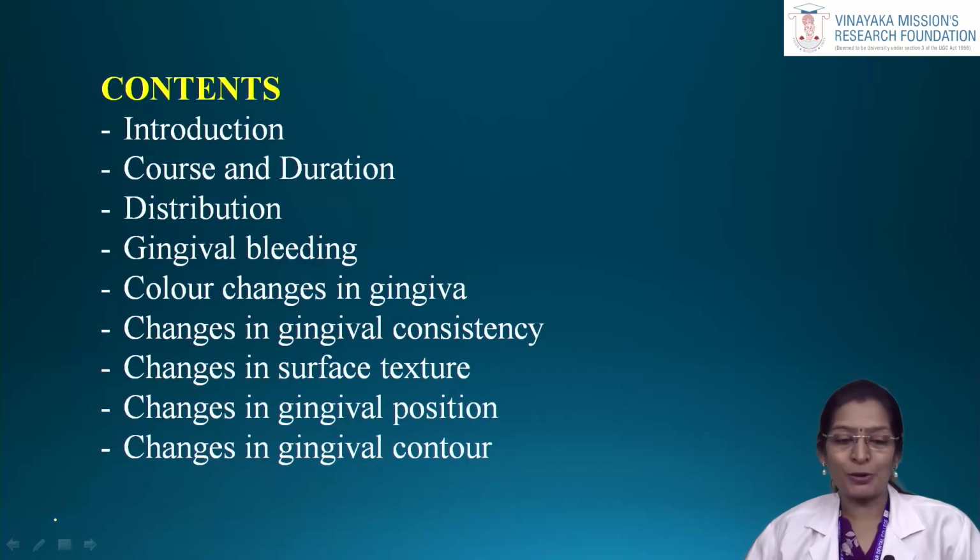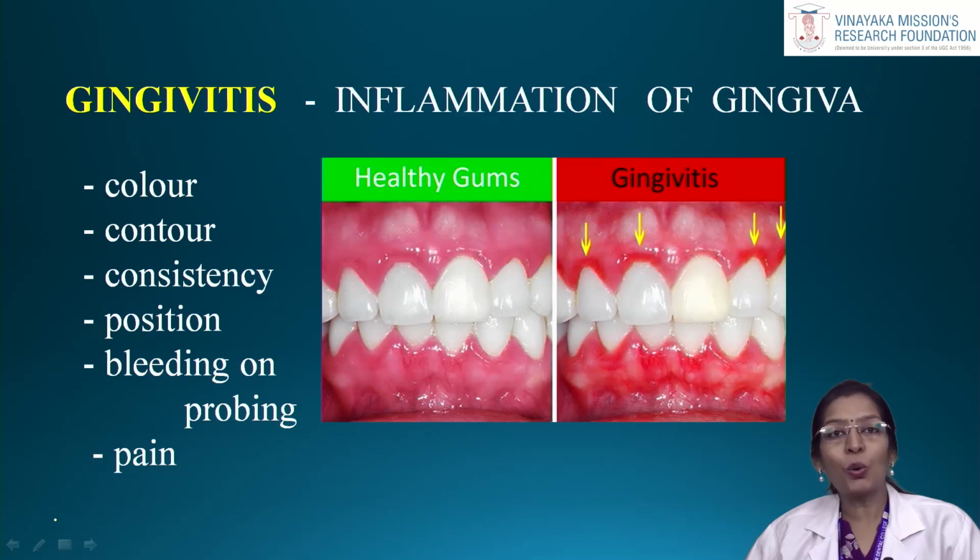These are the contents of my topic. Today, I will be discussing what is gingivitis, the clinical features of gingivitis and what changes will be seen in the gingiva when it is inflamed. Now, let us go to the details. Gingiva is a part of the oral mucosa that covers the alveolar process of the jaw and surrounds the neck of the tooth. The inflammation of gingiva is termed as gingivitis.